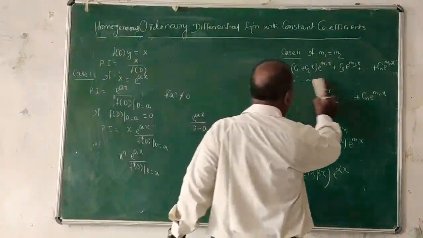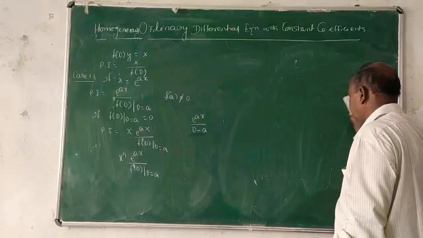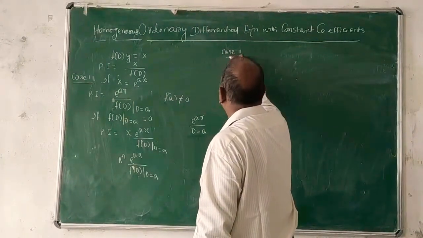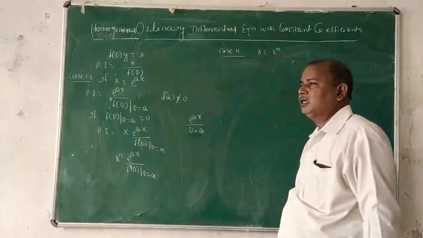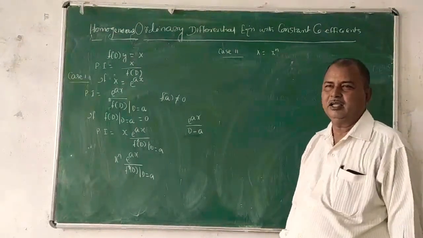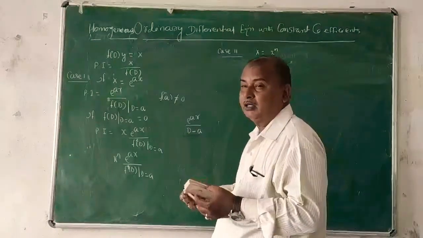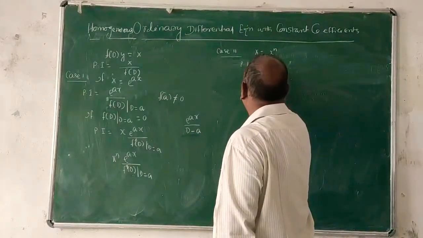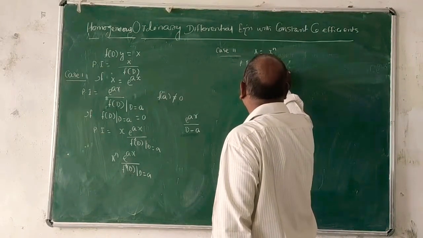Okay. Now let us take your case number 2. If capital X is x to the power n, where n is a constant and x is the variable, like x square, x to the power 3, x to the power 100, variable to the power constant, then how to find out the particular integral? We obtain the particular integral as x to the power n by f of D.